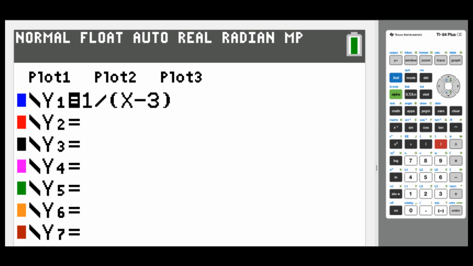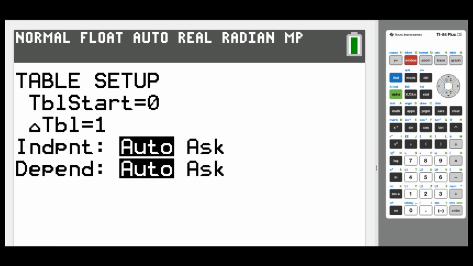To use the table feature, we need to get to that function, so push the second button along the left-hand side of the calculator screen, the second one down, and then press the sequence of buttons that'll get you to table set. So along the very top row, it is the second one from the left. Now, we have a table setup screen. Where we start doesn't matter.